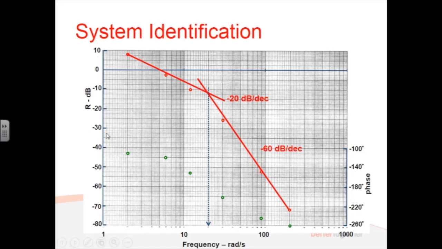It should pass through this point here, 1 radian per second at 0 dB. It actually passes through a point probably much further up. So it's actually got a positive gain. Yeah, that line's been lifted up. I could extrapolate that and see where it's hitting the axis, probably somewhere around 12 decibels. Convert that back into a ratio, I've got my gain.